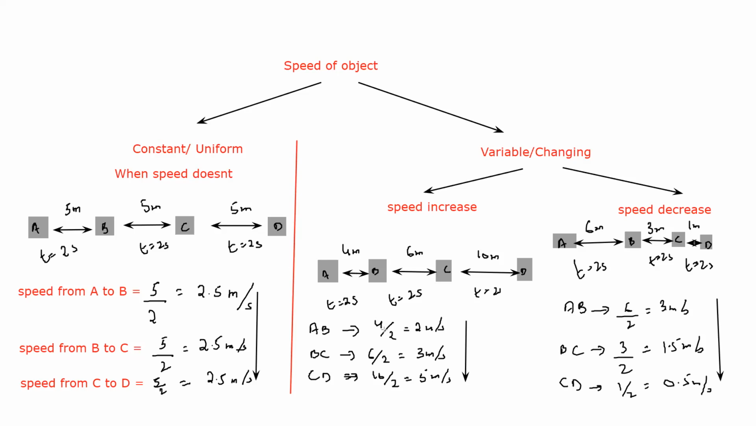The concept of the speed of an object, it can be constant or uniform. When speed does not change, we call that constant. An object will cover equal distance in a unit time. When the speed of an object is changing, it might increase in speed or it might decrease in speed. Is it clear to everyone, the concept of speed and changing speed?